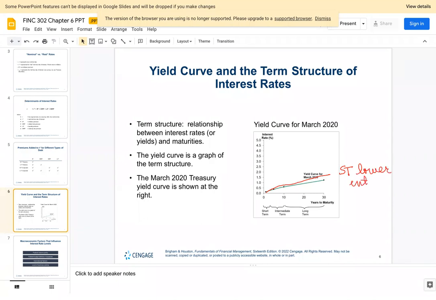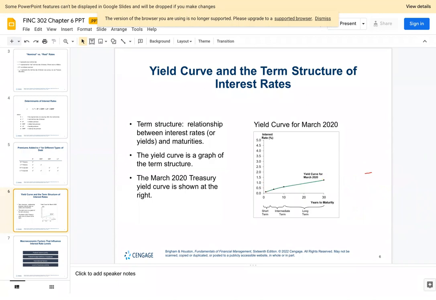What that means is that short-term securities at that point in time have a lower interest rate than long-term securities. See, because it's upward sloping. 10-year securities only have an interest rate of about 0.75%, but a 30-year security has a higher interest rate, closer to 1. So that's an upward sloping yield curve.